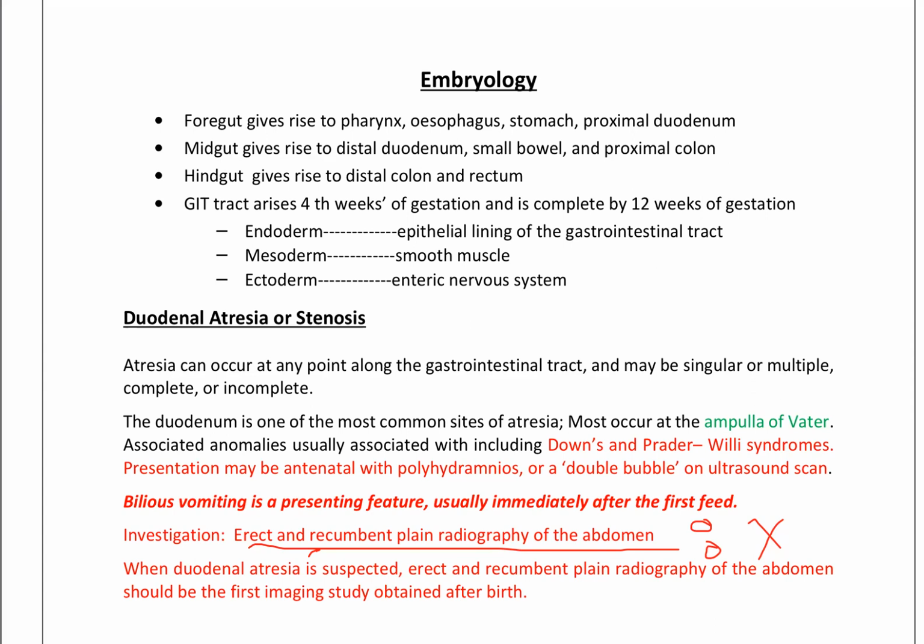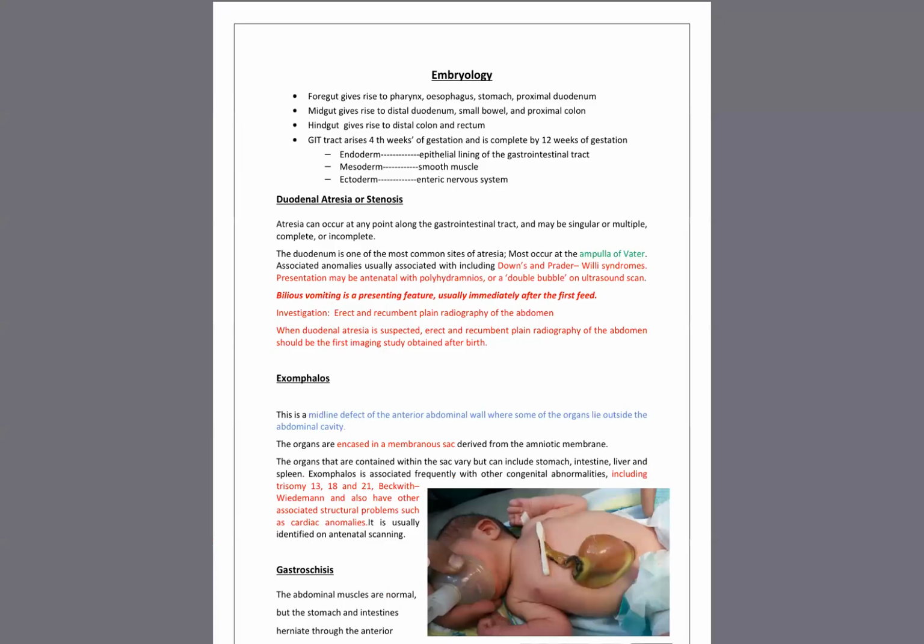And you know that if there is duodenal atresia, the food cannot go through, so there would be bile-stained vomiting. So never forget, after the initial feed, when you get bile-stained vomiting, there could be Down syndrome, Prader-Willi, any syndrome. This is the diagnosis, okay. So very easy.